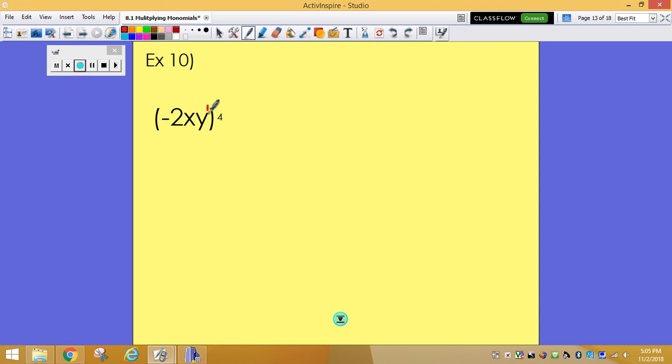Okay, again, this gets a 1, the x gets a 1, so does the negative 2. And this 4 goes to all 3 of them. So I really have negative 2 to the 1 times 4 is 4. I have x to the 1 times 4 is 4. And I have y to the 1 times 4 is 4. Now, I do want to show you how to simplify this negative 2 to the 4th.